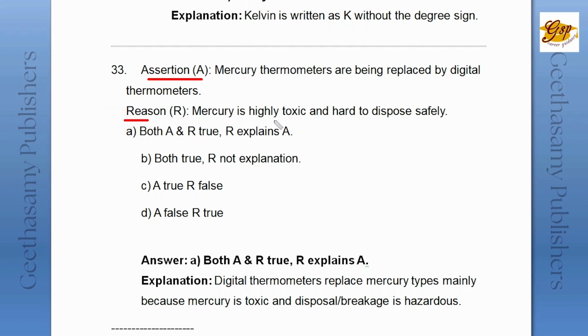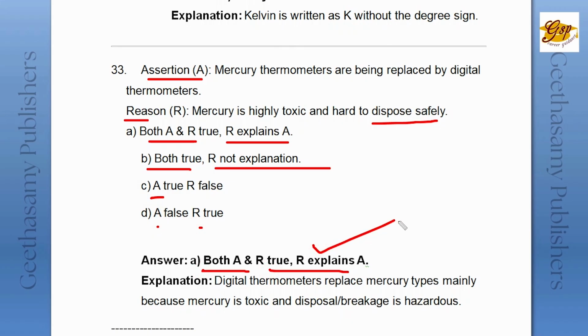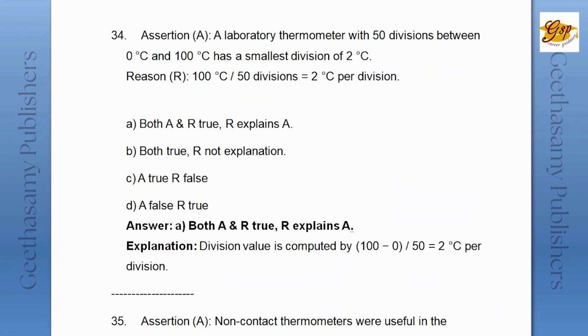Assertion and reasoning. Assertion: mercury thermometers are being replaced by digital thermometers. Reason: mercury is highly toxic and hard to dispose of safely. Options: both A and R are true and R explains A; both are true but R does not explain A; A true and R false; A false and R true. The correct answer is both assertion and reason are true and the reason explains A. Digital thermometers replace mercury types mainly because mercury is toxic and disposal is a problem. It is hazardous.